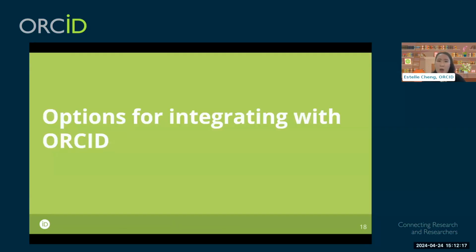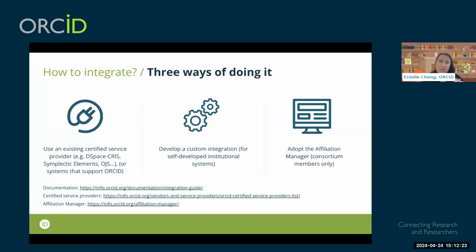So there are also some options for you to integrate with ORCID. Let me start by saying that there are actually three ways for our members to integrate with ORCID. The first is to use an existing certified service provider.